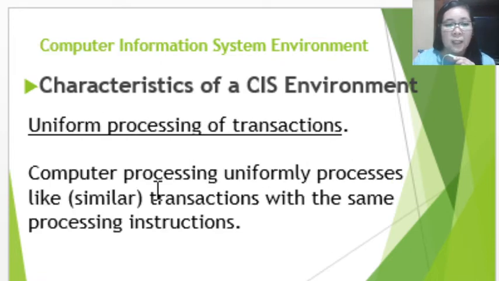Another characteristic is uniform processing of transactions. Computer processing normally processes like or similar transactions uniformly with the same processing instructions. This is when the CIS or the computer system becomes efficient and fast, because it may process the same or similar transactions in a smaller amount of time and with limited human interaction.